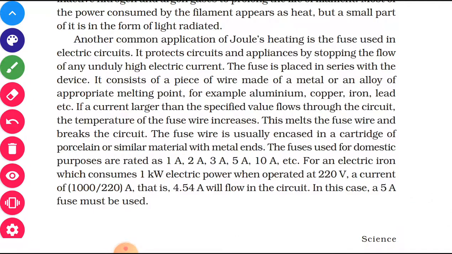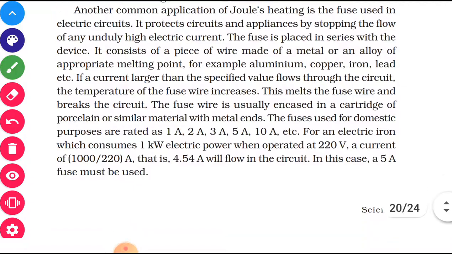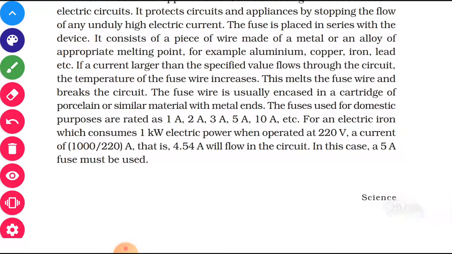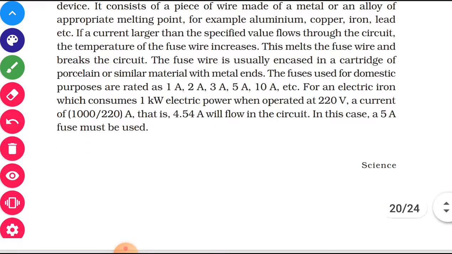Another common application of Joule heating is the fuse used in the electric circuit. Fuse, as you know, whenever more current is passed through the wire, that fuse wire gets melted and our home appliances can be saved. Say for example, in your house we need 5 ampere current, and if the voltage increases and the current becomes 5.5 or 6 or 6.5 ampere, and passes through the appliances which are working on 5 ampere, those appliances may get damaged.